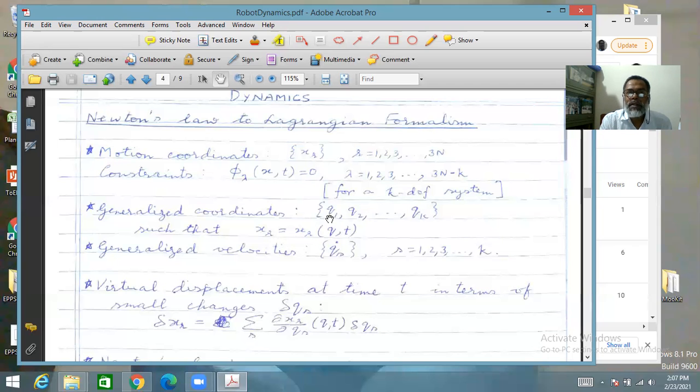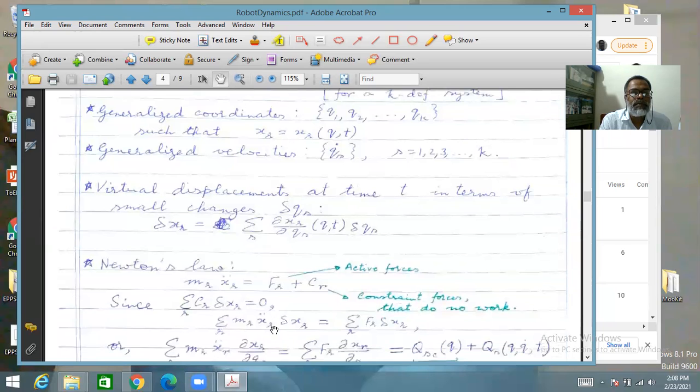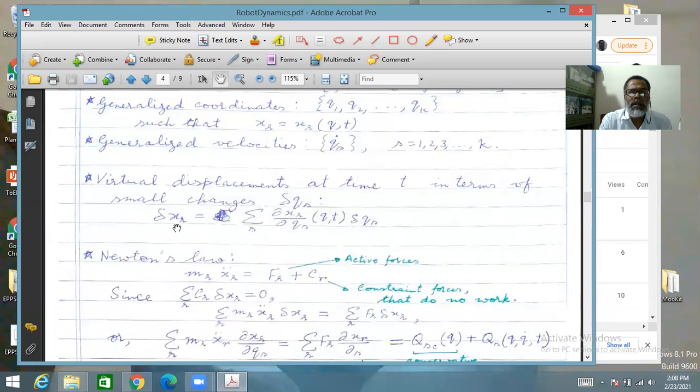The rates of these generalized coordinates are known as generalized velocities. And now, if there are changes in these q's, delta q1, delta q2, etc., the corresponding changes in xr are given like this. Delta xr will be del xr by del qs into delta qs. So contributions of all the changes will be summed up together over s.